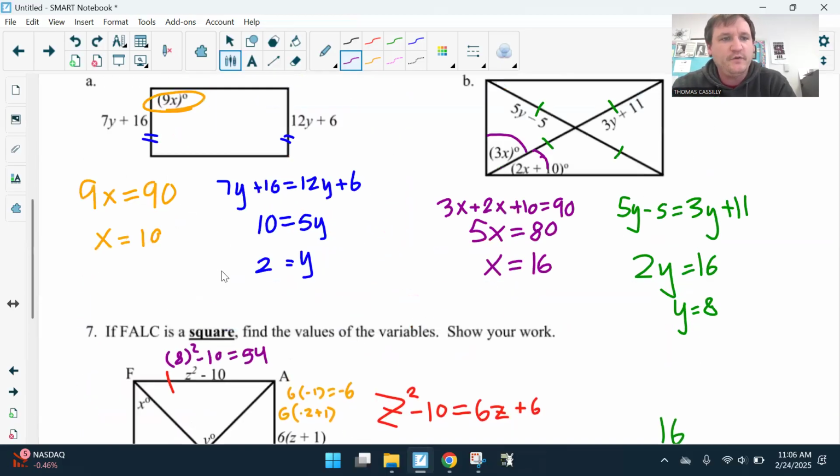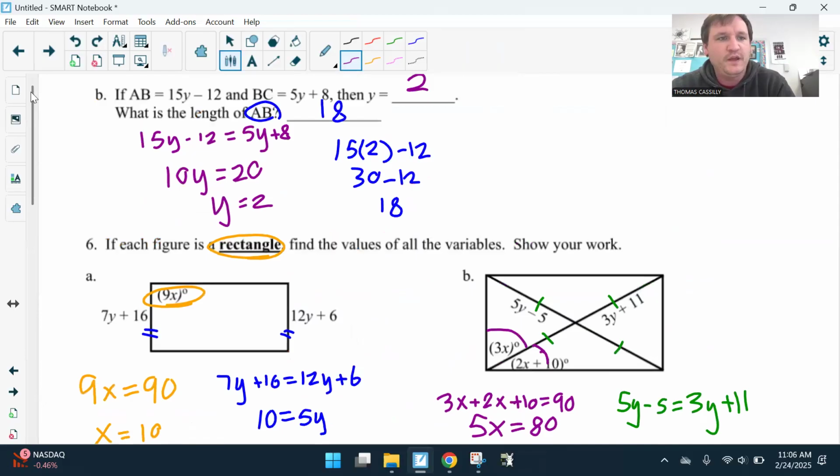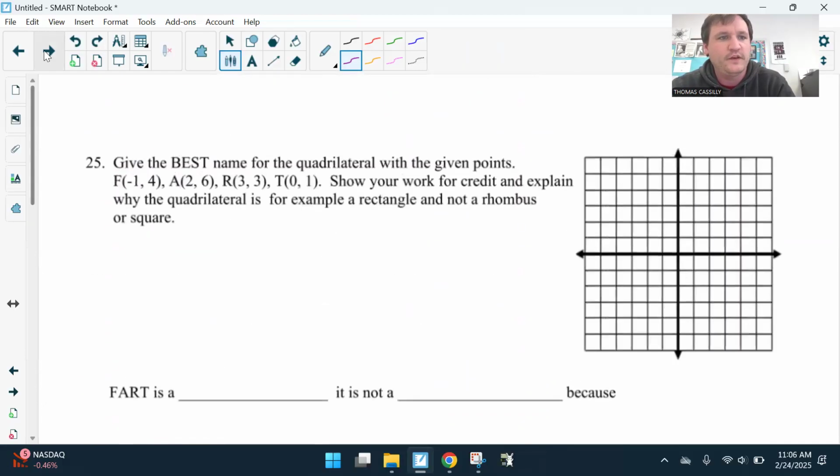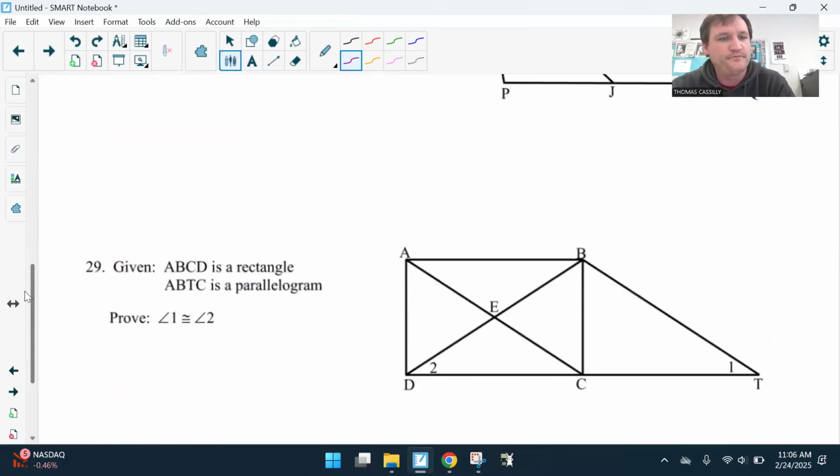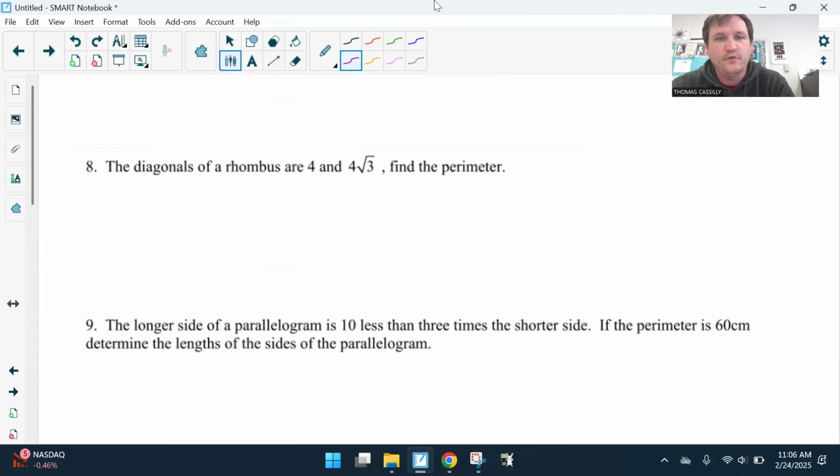And that was the last problem. I got 2 more pages. Looks like we're going to have some graphing on the next one, and then some proofs. So we'll hit those in the next video. Gotta figure out how to close this. All right, see you in the next one.